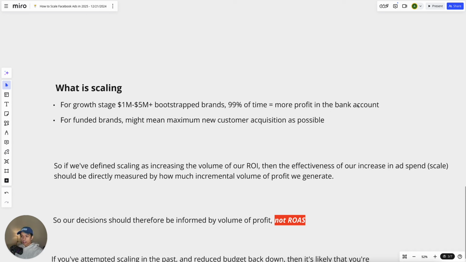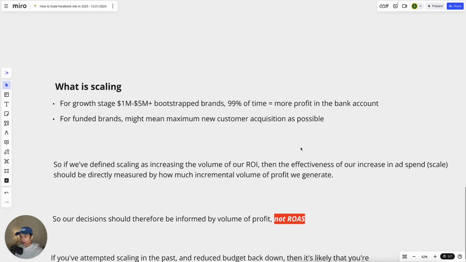Now, for funded brands, this might mean something different. I've worked with tons of brands that just say, you know what, Anthony, this is my budget for the year. I need as many new customers, as many customers through the door as you can possibly generate. So that's totally different, but 99% of the time, and probably 99% of you watching this, when you want to scale, what you want is actually more profit in the bank account.